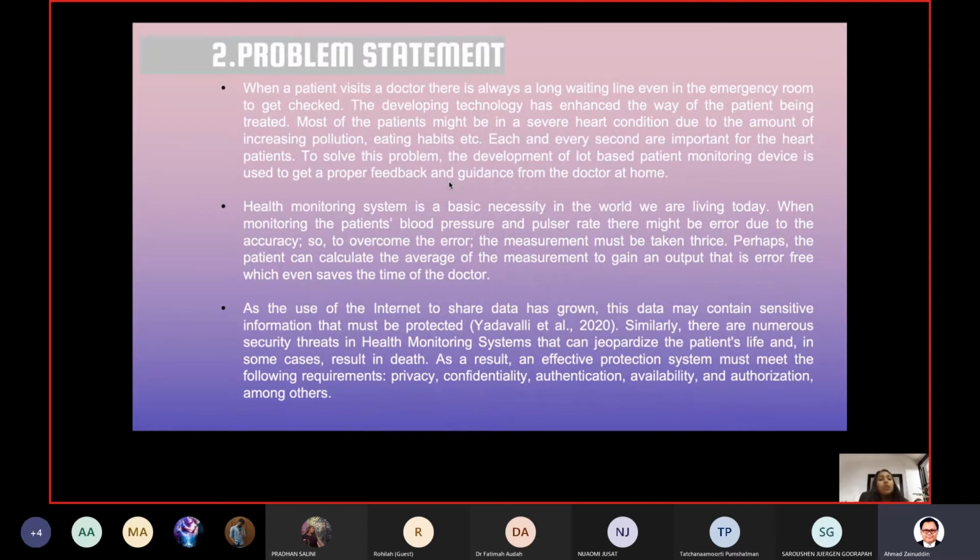Moving forward with the health monitoring system, which is a basic necessity in the world we're living in today, when monitoring the patient's blood pressure and pulse rate, there might be errors due to accuracy.